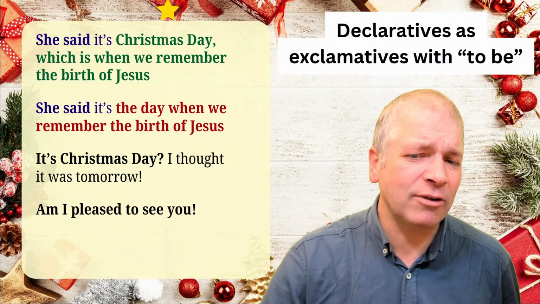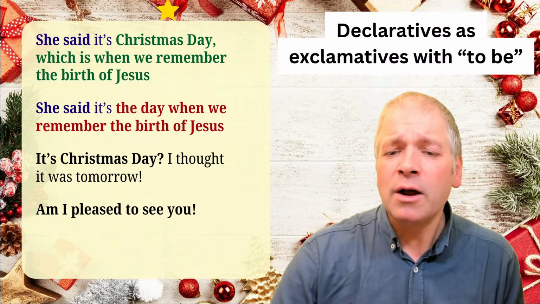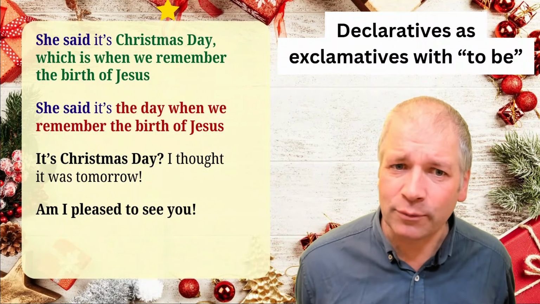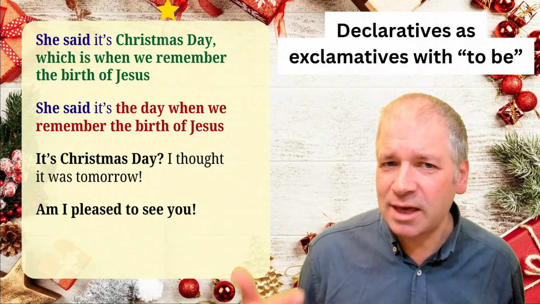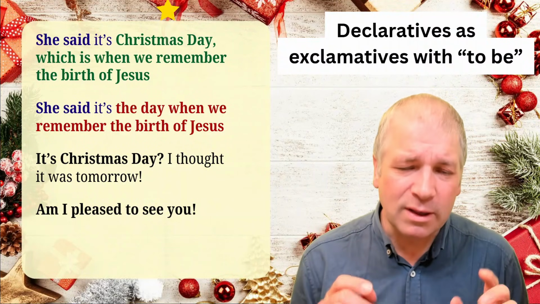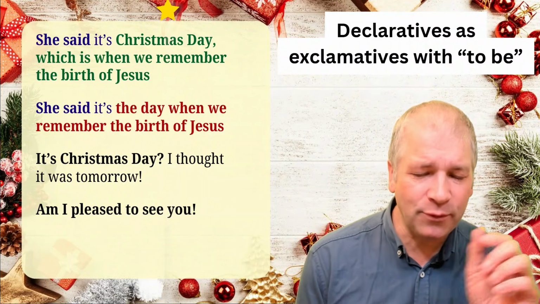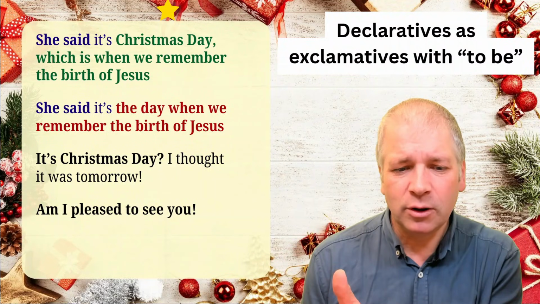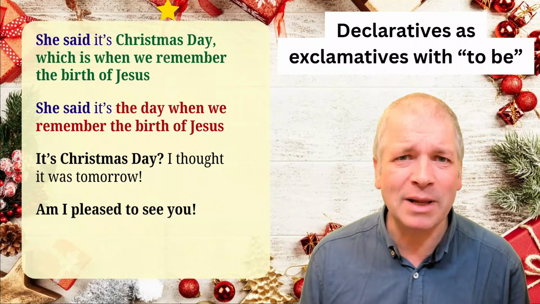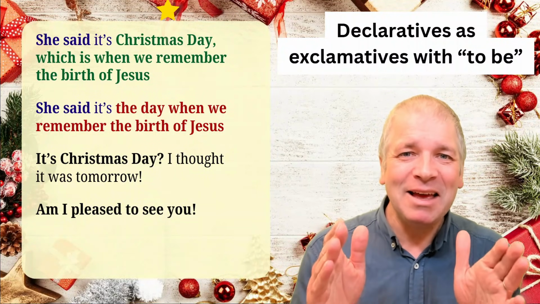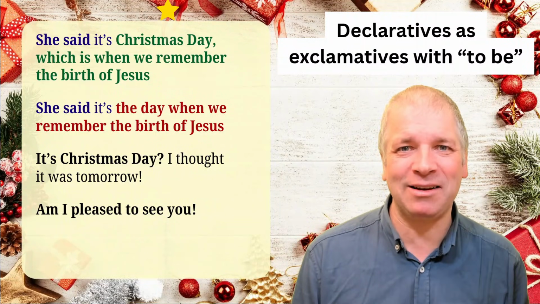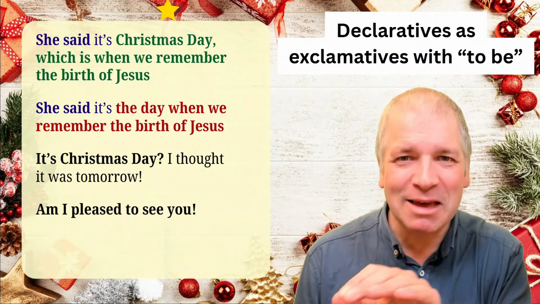We can also have declaratives which are exclamatives using the verb to be at the beginning like an interrogative. Am I pleased to see you? We expect this to be a question because we switch that verb order. We have the verb before the subject. Normally it will be, am I pleased to see you? As a question. I'm not sure if I'm pleased to see you. But here it's a declarative because we change the intonation to make it sound like a declarative. Am I pleased to see you!